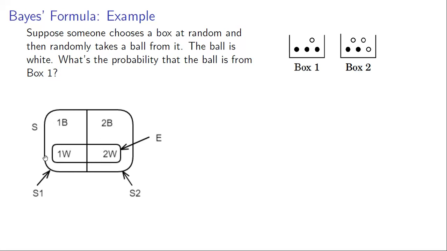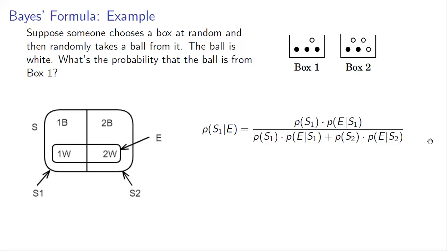And now here we have an event E. If E happened, we know that the person picked a white ball, but we don't know whether it was from box 1 or box 2. So this is either 1W or 2W. We want to know what's the probability that the ball is from box 1, so what's the probability of S1 given E? We know E occurred. Again, S1 means the ball came from the first box. E means the ball was white.